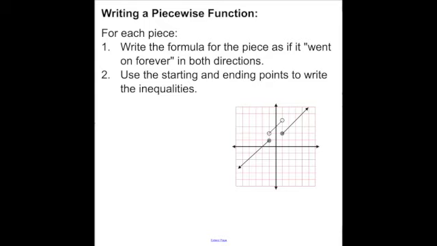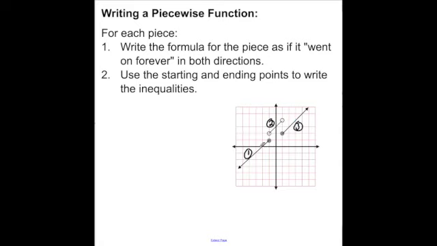All right, the last piece we have to learn about is writing a piecewise function. For each piece, you're going to pretend like it goes on forever in both directions, as if it never got cut off at all. And then you're going to use the starting and ending points to write the inequalities. Note that not all pieces are going to start and end. As you can see here, we actually have 3 pieces, and you always want to do it from left to right.